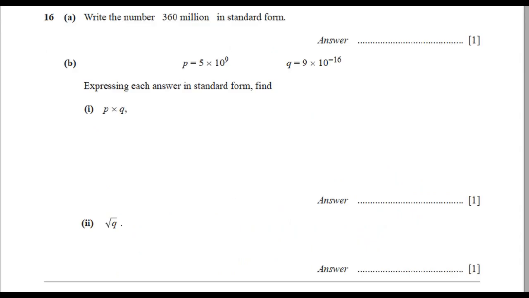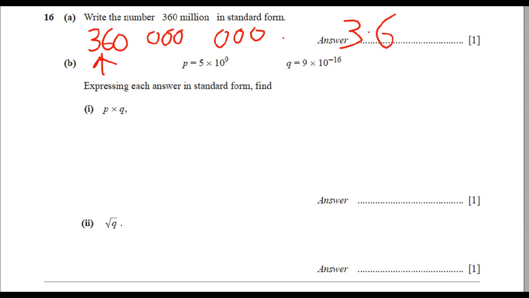Question part A. Write 360 million. 360 million has 6 zeros in standard form. So right now the decimal is over here. We need to bring the decimal over here because standard form means write the decimal after the first non-zero number. So 3.6. Now we are moving the decimal 1, 2, 3, 4, 5, 6, 7, 8. So we write 10 power 8. When we move the decimal to the left, the power is added. So plus 8, not minus 8.